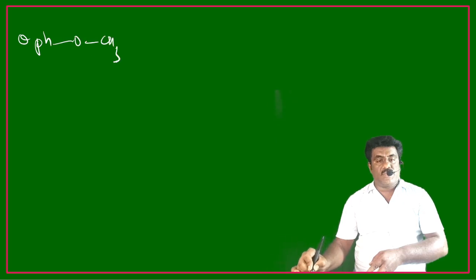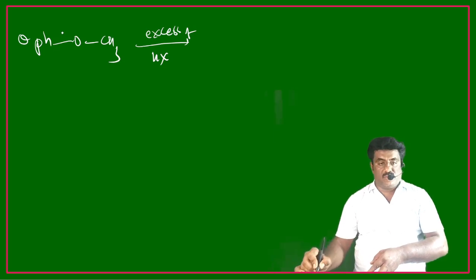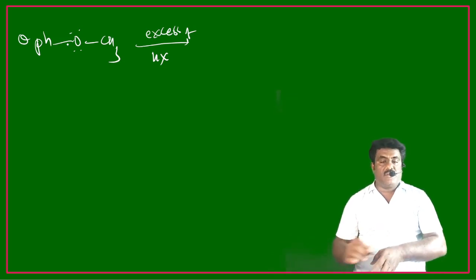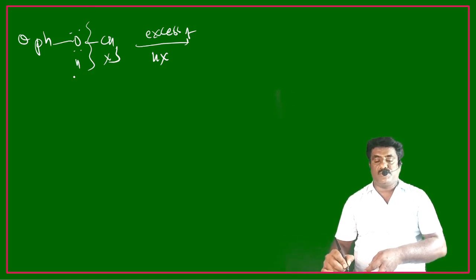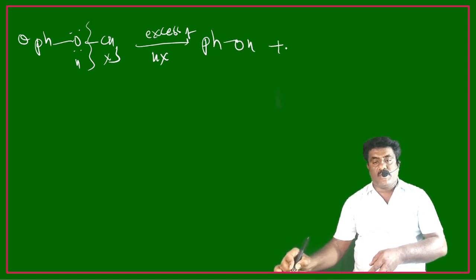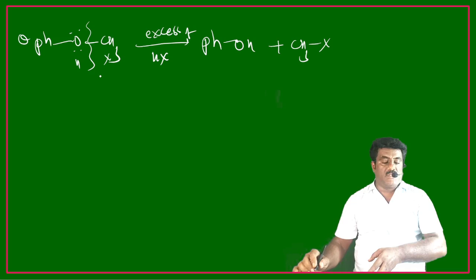See PhOCH3 in the presence of excess HX. What happened? Oxygen has a lone pair of electrons. So the breaking of the bond, keeping the hydrogen and halogen, forms PhOH plus CH3X. Have a look at the next.